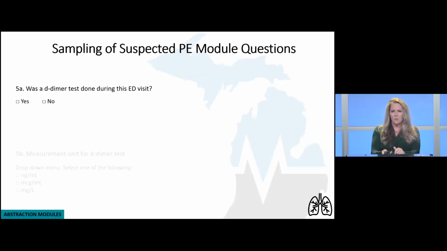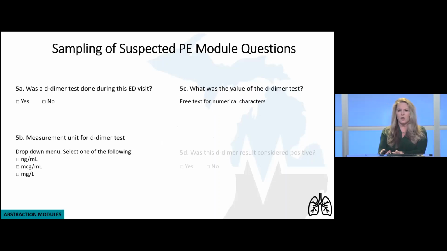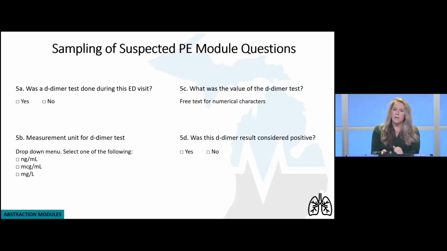Some of the rest of the questions that show up: we also ask if there was a D-dimer done during the visit. And if there was a D-dimer, what is the measurement unit for that? And what was the value? Was the D-dimer itself considered positive?